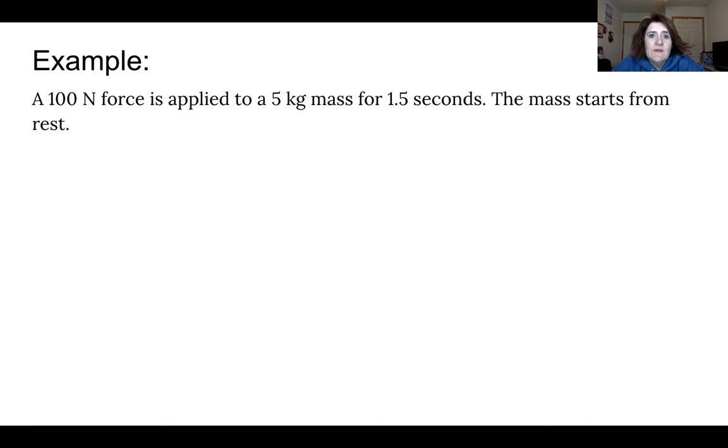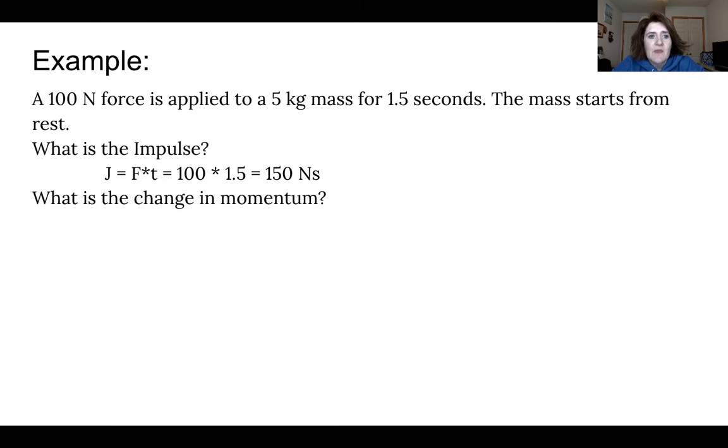An example that you have already done in your assignment: a 100 Newton force is applied to a 5 kilogram mass for 1.5 seconds. The mass starts from rest. What is the impulse? Well, the impulse is the force times the time, so 100 times 1.5 is 150 Newton seconds. What is the change in momentum?